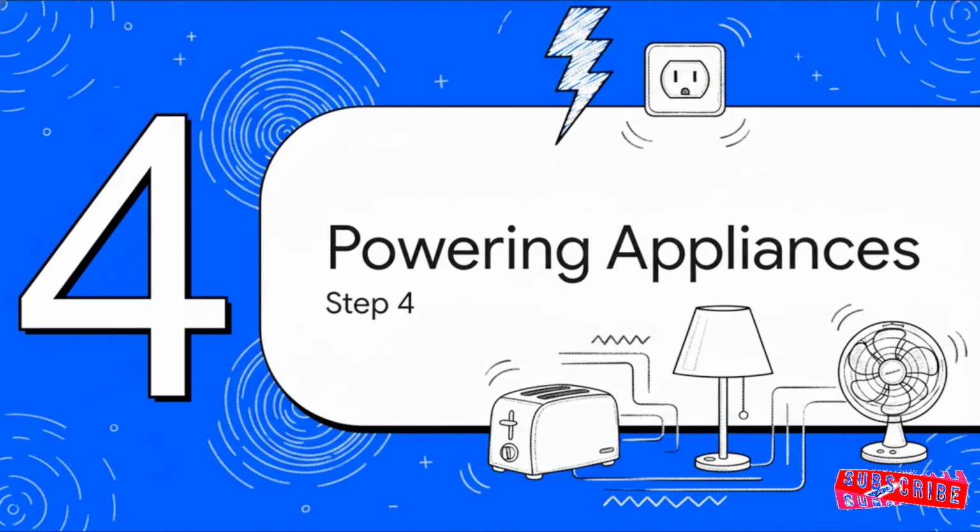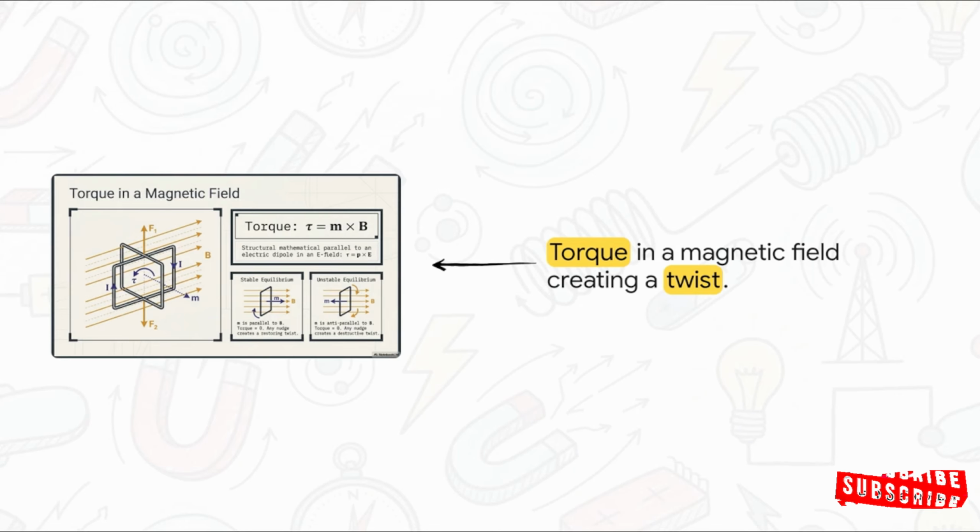Which brings us to step 4, powering home appliances, my favorite part. We've done the history, we've looked at the formulas, but how does this complex math actually power your blender? Well, when you put a loop of wire carrying a current inside a magnetic field, the opposite sides of the loop feel forces pushing in opposite directions. One side gets pushed up, the other side gets pushed down. This creates torque, and torque is essentially just a twist. This exact twisting motion, calculated as the magnetic moment crossed with the B field, is the hidden hand that spins literally every electric motor in your house.